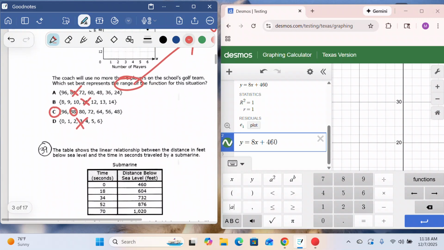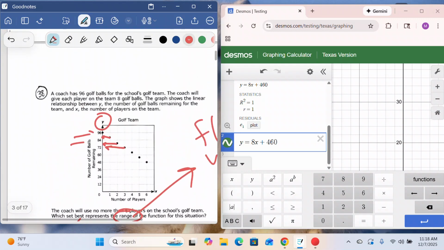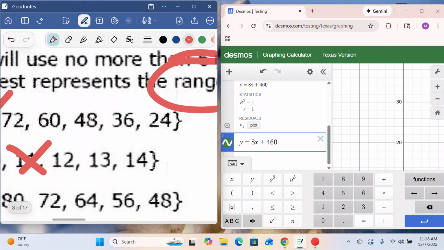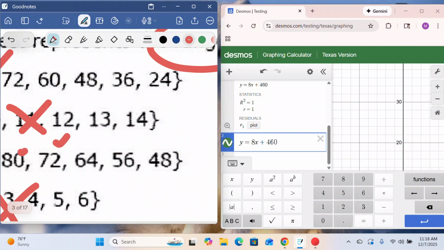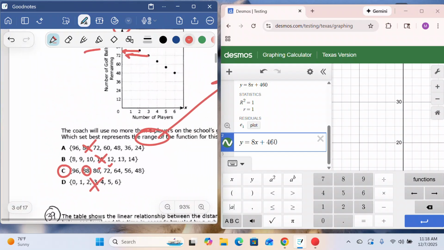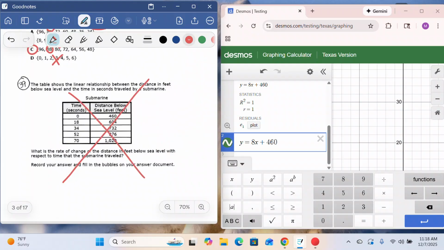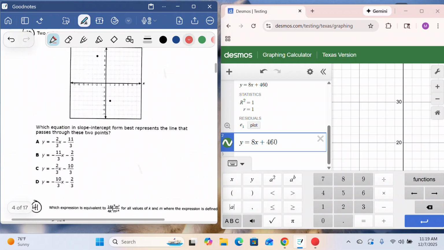So the matchup would be 88, then the next one would be 80. You check the next one and it is 80, and the next one should be 72, and it is 72. So you want to make sure that every single point is on the line. This one is also a repeat. It is rate of change, which you just input the table, and that's it.